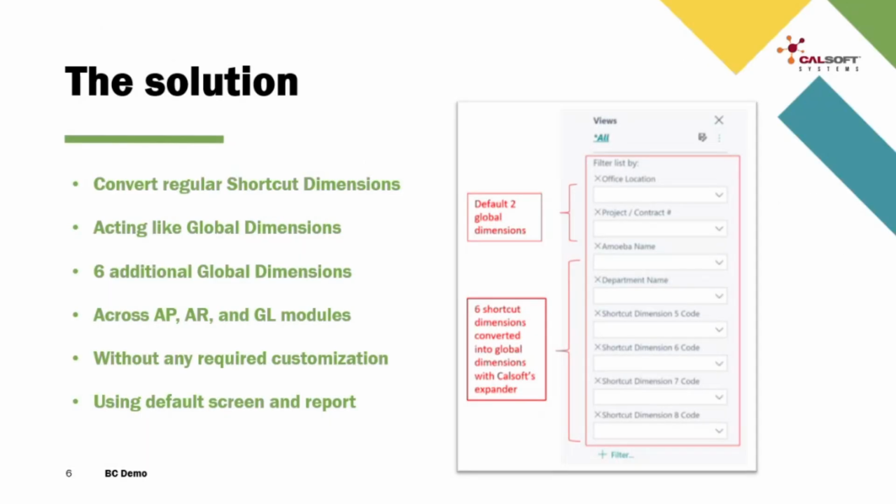So for the solution, you can convert regular shortcut dimensions to act like global dimensions, and you will have 6 additional global dimensions. It works across the accounts payable, accounts receivable, and general ledger modules. Without any required customization, you can use the default screens and reports. Right here is just one example. We have set up office location and project contact number as the 2 default global dimensions, and also 6 different shortcut dimensions converted into global dimensions with Calsoft's expander.